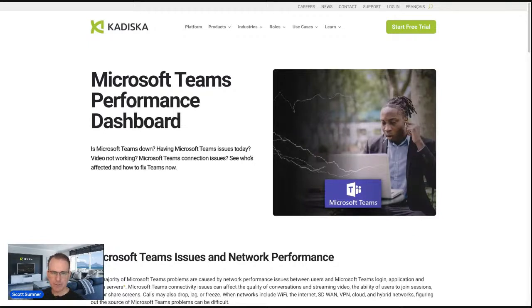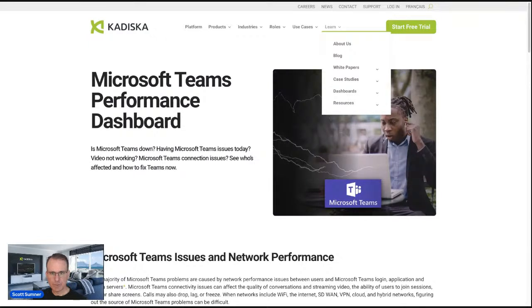So it's a free service you can use. It's using Kadiska's network tracing technology to look at all the different media servers around the Microsoft ecosystem all around the world. And you can access this quickly from our Kadiska.com page here at Microsoft Teams dashboard. We also have one for Salesforce. So if you're using that as well, you can take a look at that dashboard.